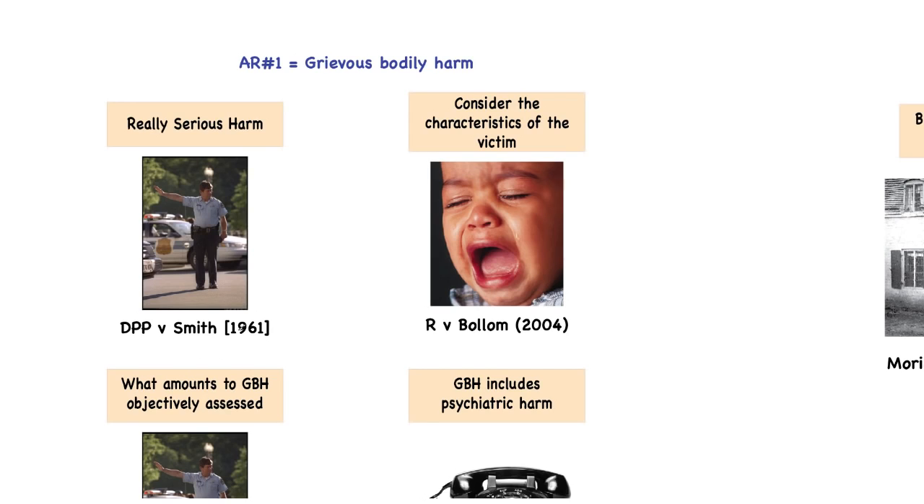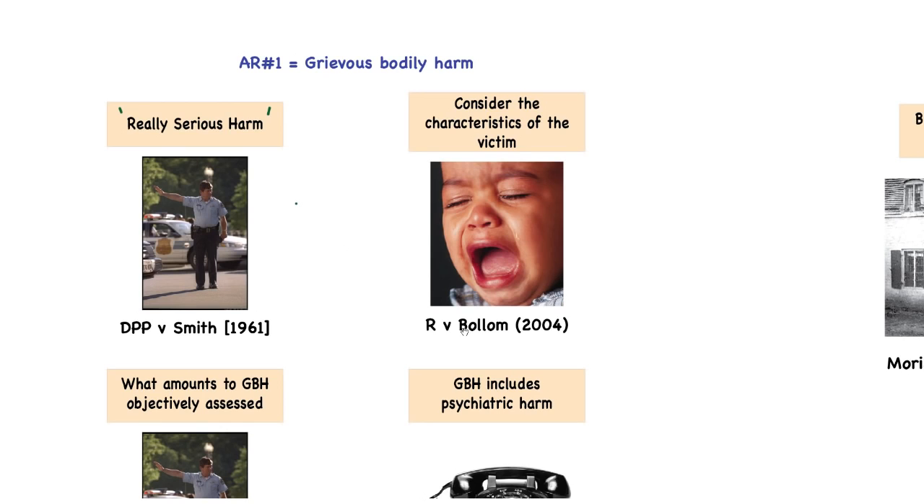But what comes from DPP versus Smith is that the judge gives us a very, very straightforward definition of what we mean by GBH. And by GBH, we mean really serious harm. Now, quite frankly, that still doesn't tell us a great deal. So what we need to do is to have some further direction. And these next few cases may help us in some way to come up with what really serious harm means.